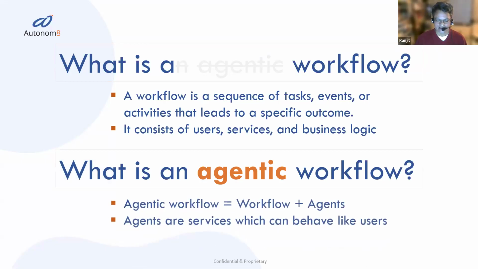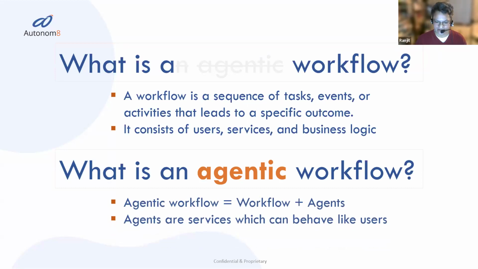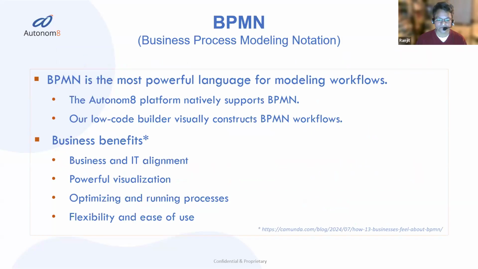So then what is an agentic workflow? An agentic workflow is basically a workflow with the addition of agents. And the way I would describe them is agents are sort of services in the sense that they provide automation, but they can behave like users. So they are extremely capable services that have the ability to behave like actual users. And as you can see, if you're a business person, it gives you an ability to put automation into your workflows and come up with savings in terms of reducing the manual intervention of people in workflows and replacing them with agents or software.